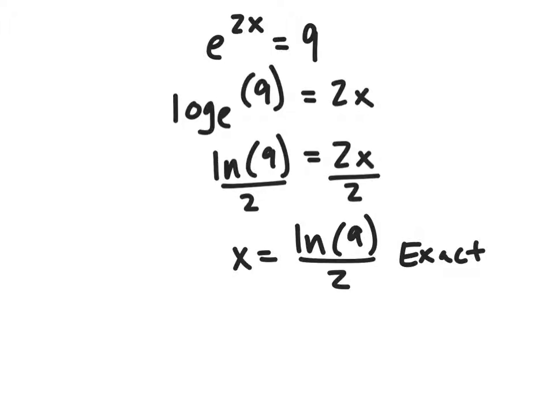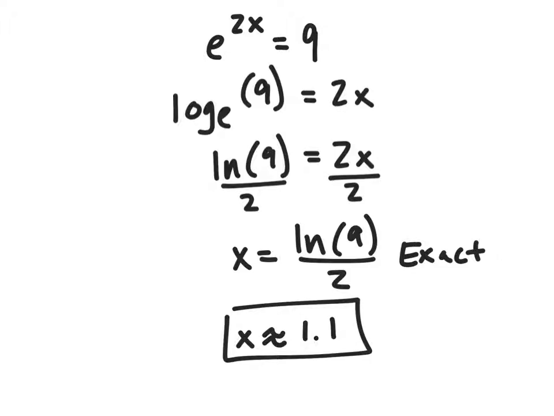But the thing that you have to understand is that if you write log base e, you do want to change that into a natural log. So that's your exact answer. Let's plug that in the calculator, natural log of 9, and then divide it by 2. And that's going to give us an x value, that x is approximately 1.1 basically. And that's that.